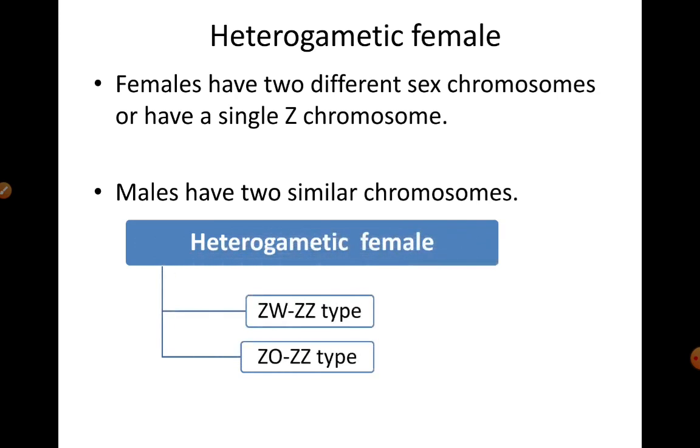So when females are heterogametic, it is discussed under two headings. One is ZW and ZZ type, the other is ZO and ZZ type. So here the female is represented with ZW, having two different chromosomes. So here the female is heterogametic, whereas the male is homogametic with similar kind of chromosomes.